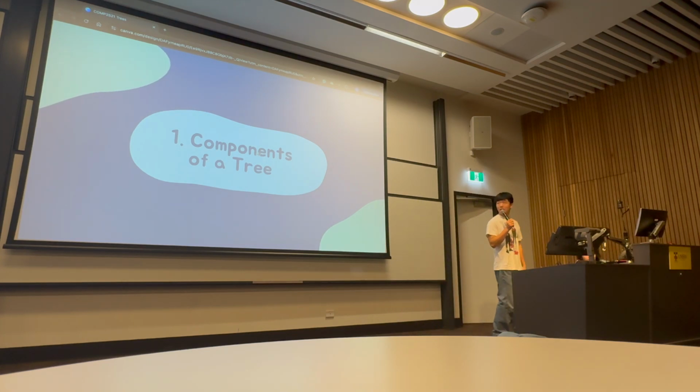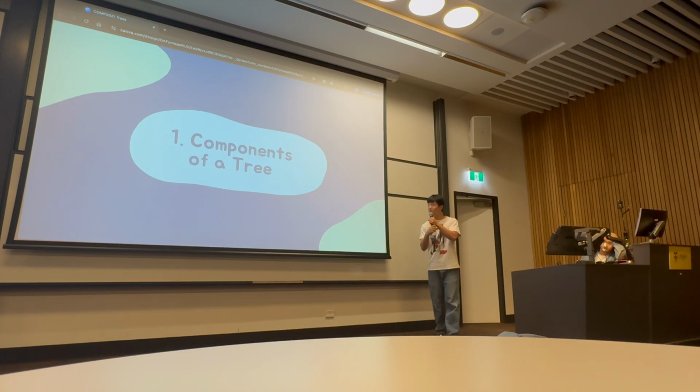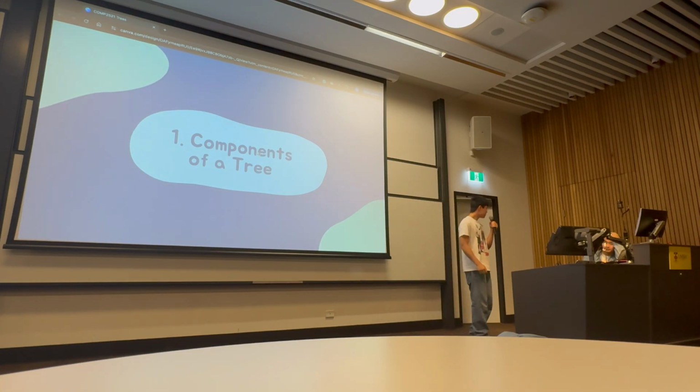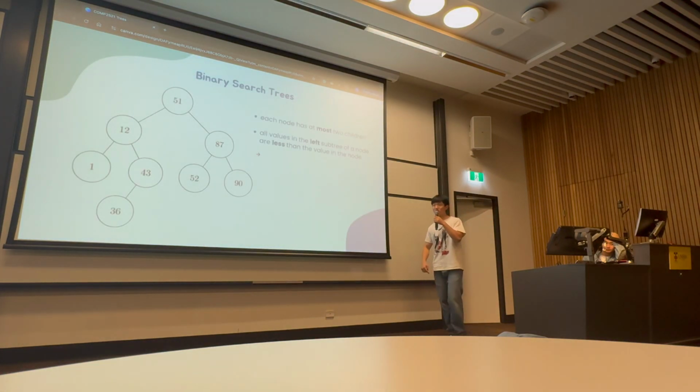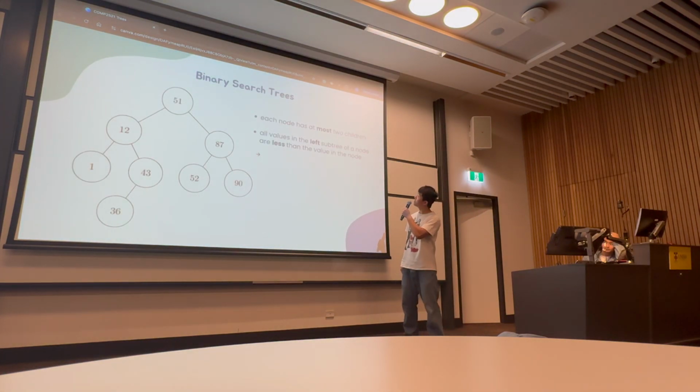First of all, I'm going to start with the binary search tree. As everyone should know already, binary search trees are the data structure that is associated with the binary search algorithm, which is a popular algorithm associated with the divide and conquer paradigm. First, let's go through the components of a binary search tree.